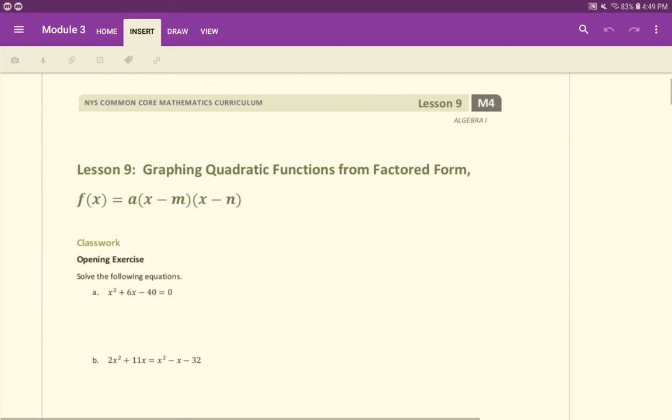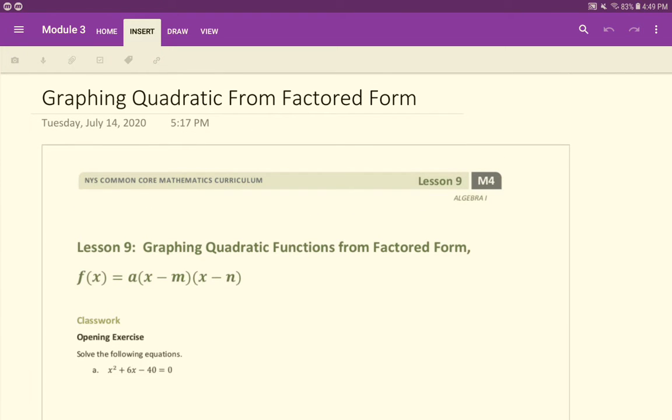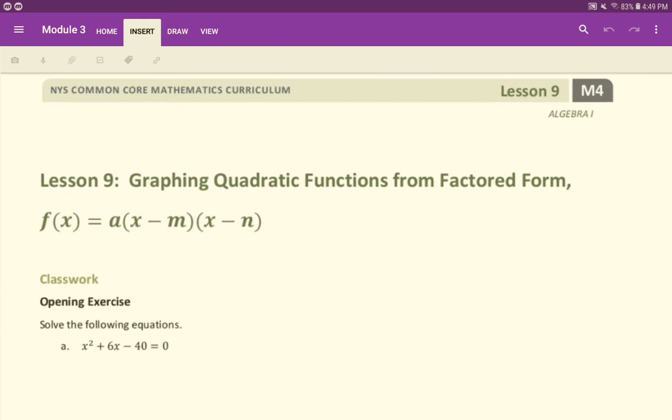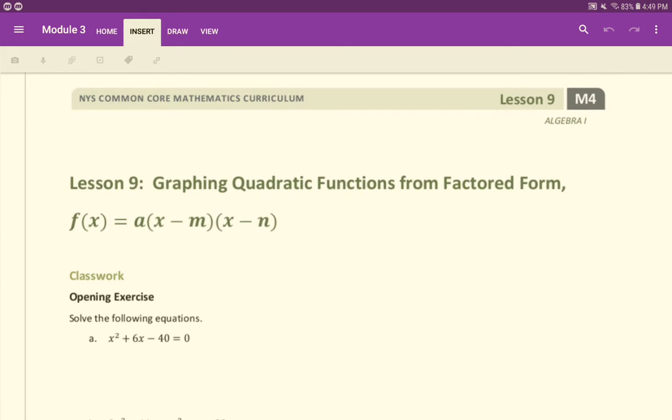And welcome to the fifth lesson in Module 3, where we are graphing quadratic functions from factored form. So let's jump right in. You should have your unbounded student version of this lesson in front of you and follow along. Again, pause the video where you can to try something on your own first before you then see me.